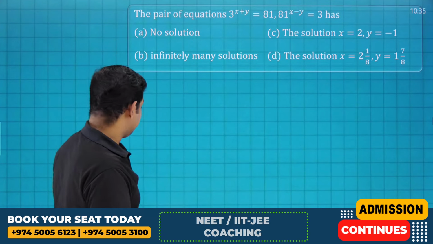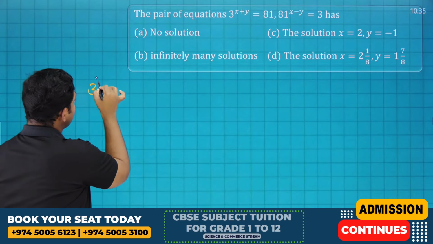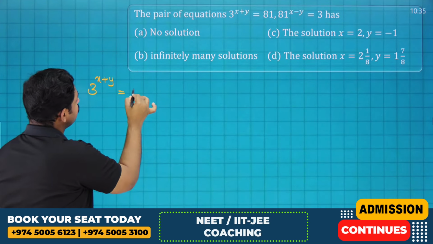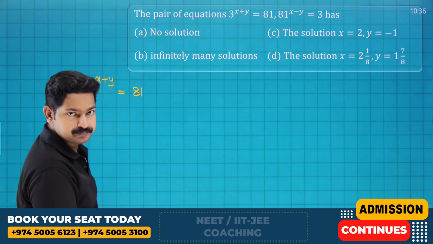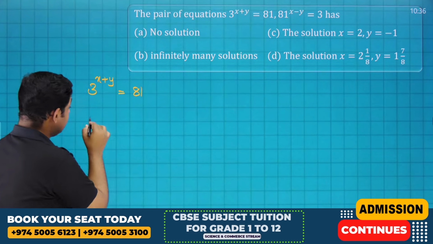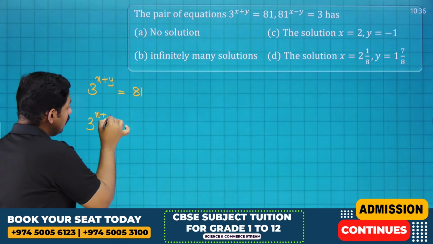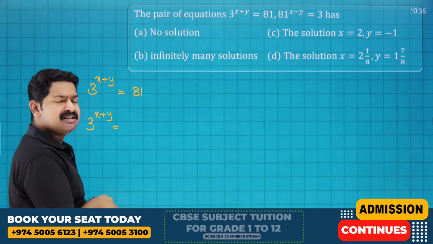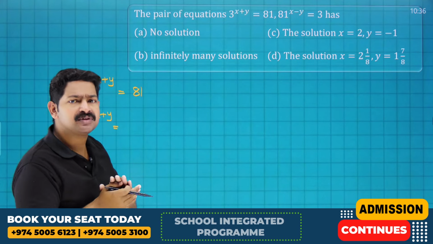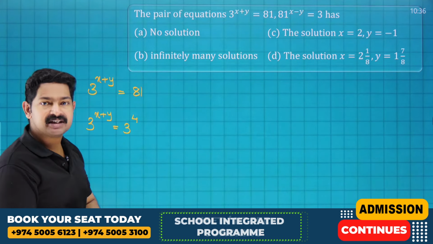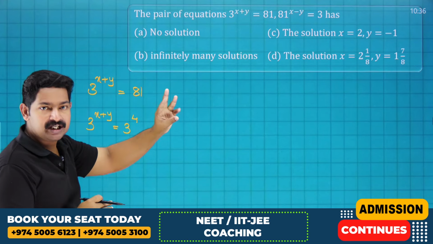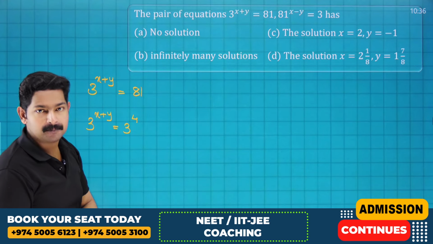Okay, so first of all we can write the equation 3 raised to x plus y equal to 81. This is the first equation. 81 can be written as a power of 3. How? 3 raised to 4, because 3 into 3 into 3 into 3 is 81.